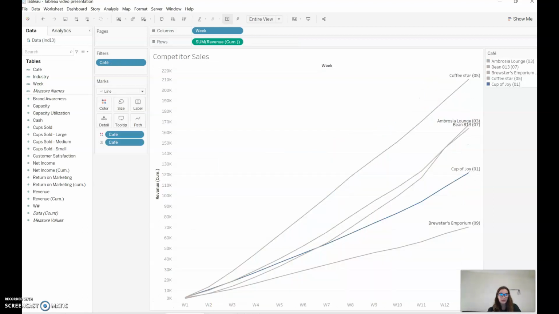Next, we're going to look at competitor sales. As you can see, all of the cafes increased from week 1 to week 13. My cafe, Cup of Joy, well, it's not the worst one, it's definitely not the best, but as long as my sales here each week are increasing, I'm happy with the results.